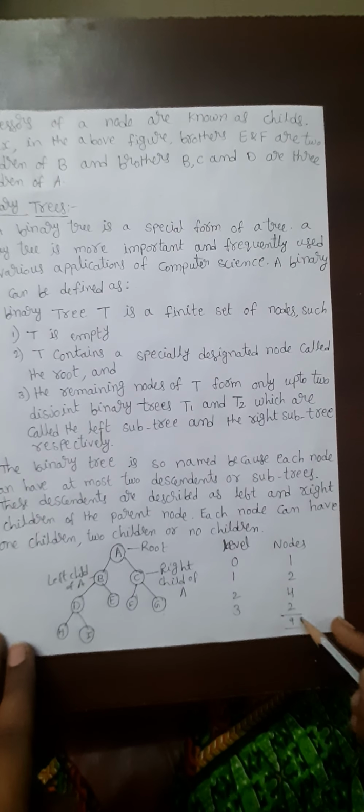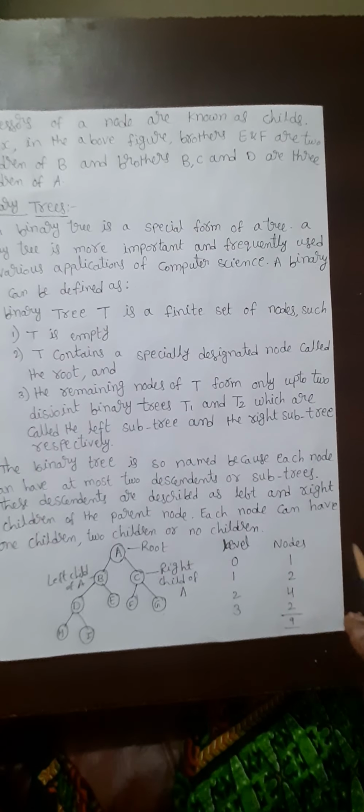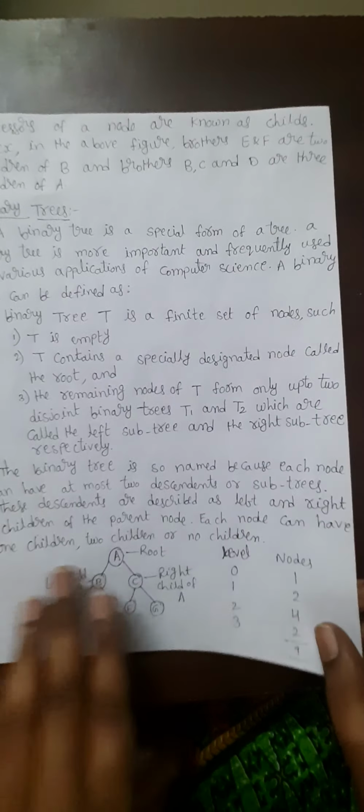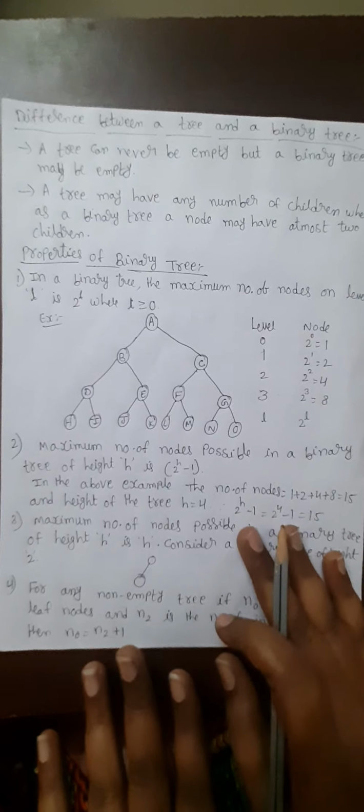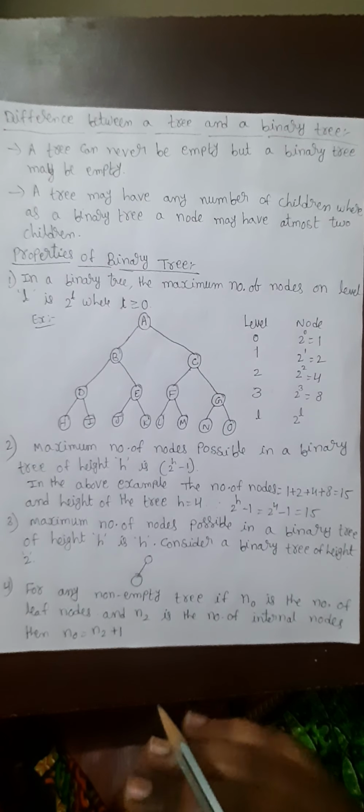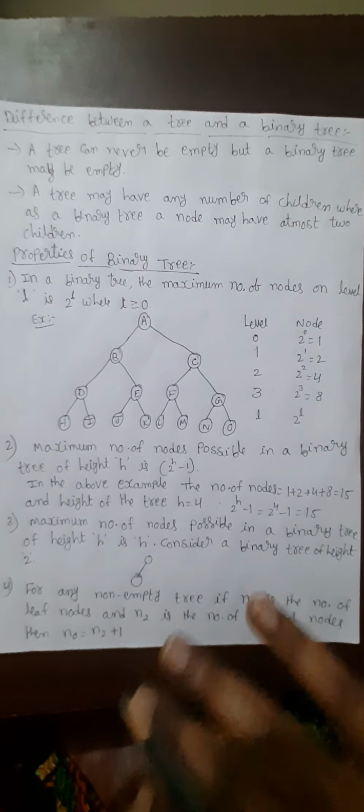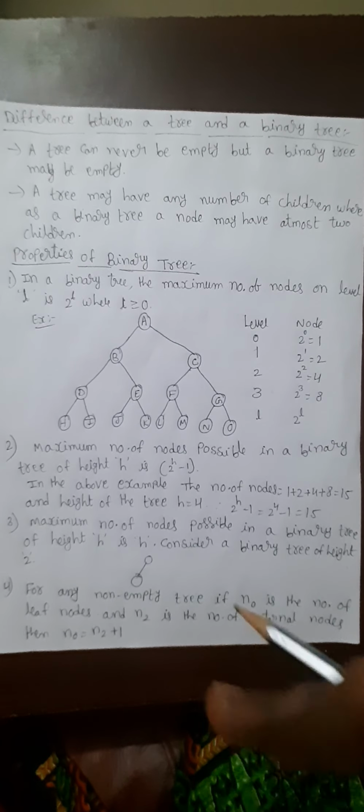It contains a total of 9, that is 4 plus 2 plus 2 plus 1, which equals 9. This is about the binary tree. And the main difference between the binary tree and the tree is that a tree can never be empty, but a binary tree may be empty.